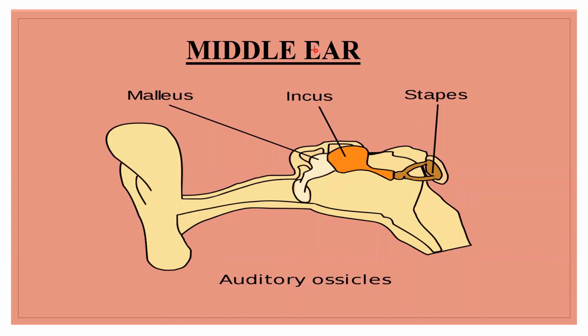Next, middle ear. Middle ear also consists of three bones, and these three bones are called auditory ossicles. We can remember them as MIS: M means malleus, I means incus, and S means stapes. Three bones: malleus, incus, and stapes.